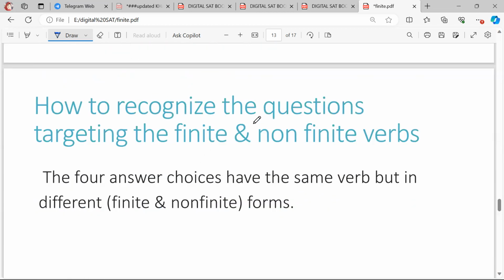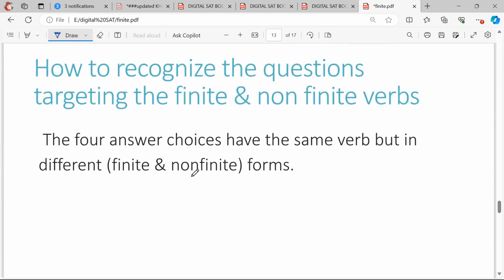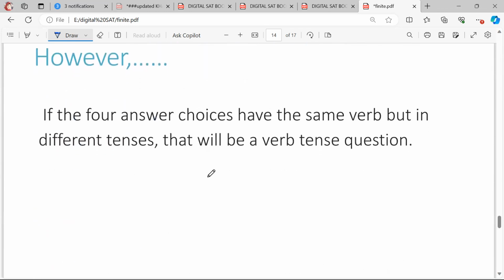How to recognize the questions targeting the finite and non-finite verbs. You will find that the four answer choices have the same exact verb, but in different finite and non-finite forms. However, if the four answer choices have the same verb, but in different tenses, that will be a verb tense question, not a question targeting finite and non-finite verbs.